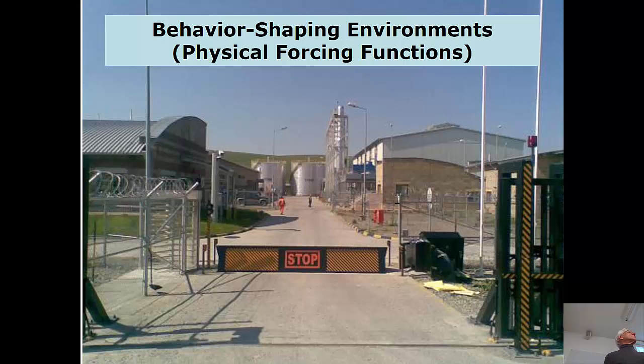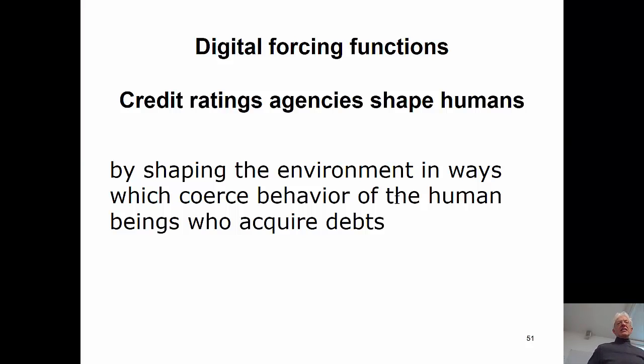Gradually, we got more and more creative in the creation of physical forcing functions, so that we now have things like this. But we also have digital forcing functions. The credit rating agencies are digital forcing functions. They force people to be honest.